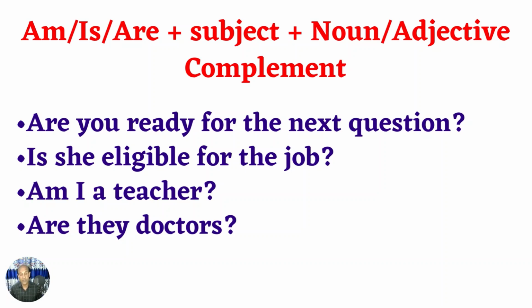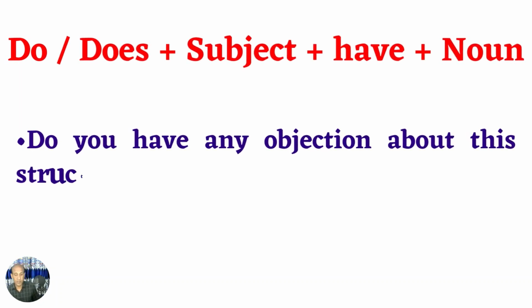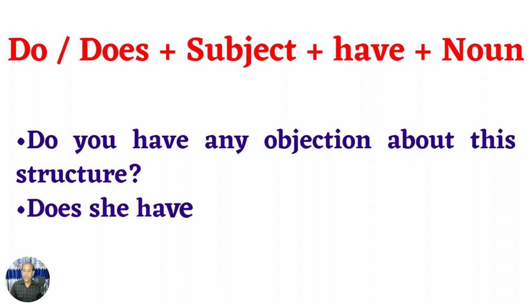Linking verbs am, is, are are eligible to act as question introducer as well as the main verb of the sentence. But in other cases, we need do or does before the subject to make a question. Do you have any objection about this structure? Does she have 10 dolls?